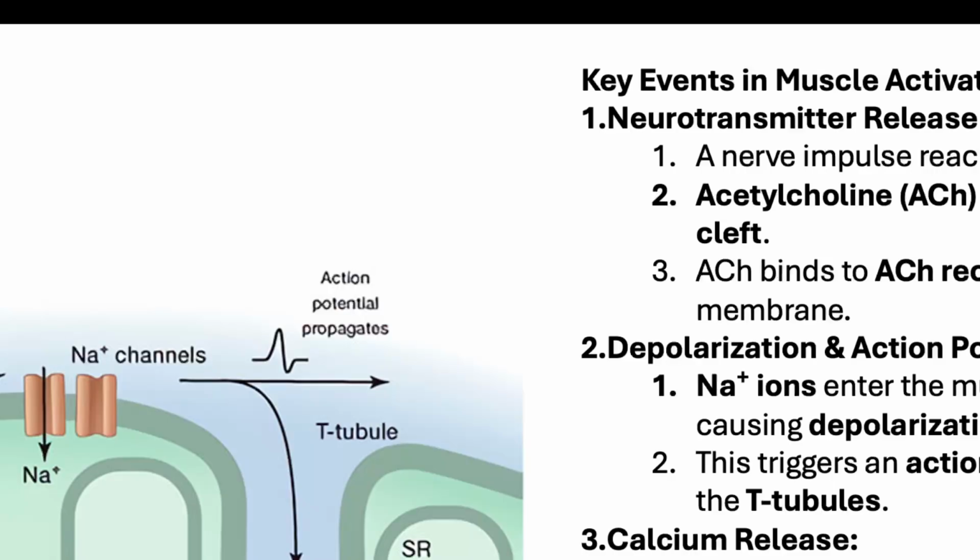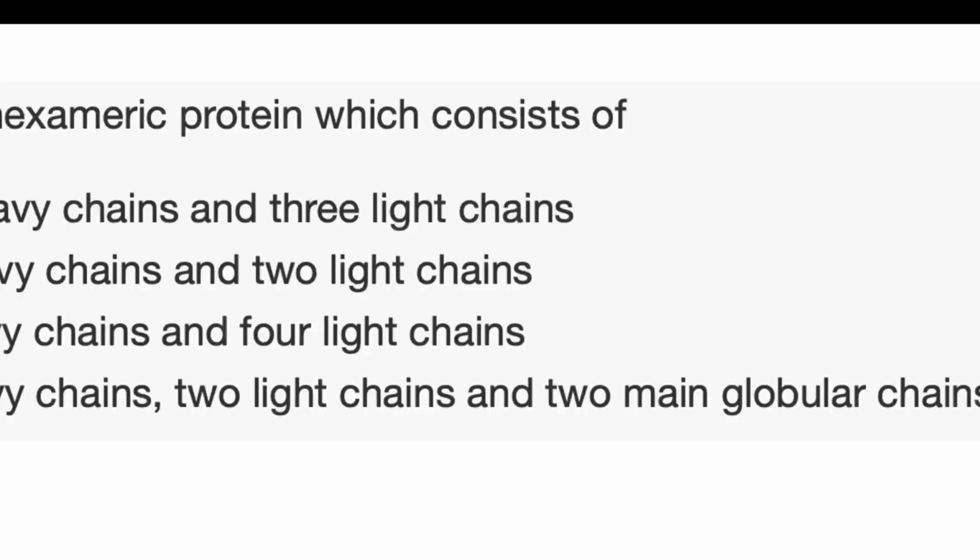If so, then let's move on to the last question of this session. Question number 15. Myosin is a hexameric protein which consists of dash. Option A, 3 heavy chains and 3 light chains. Option B, 4 heavy chains, 2 light chains. Option C, 2 heavy chains, 4 light chains. Option D, 2 heavy chains, 2 light chains, 2 main globular chains.